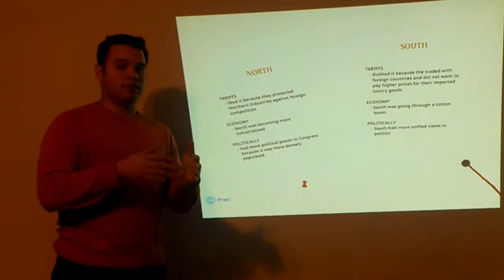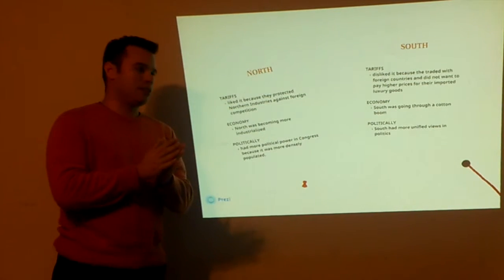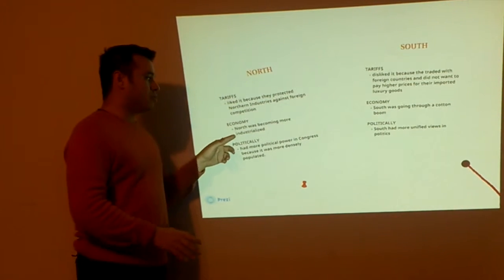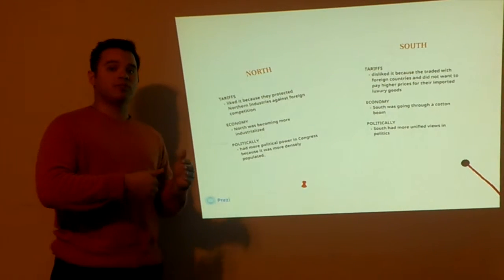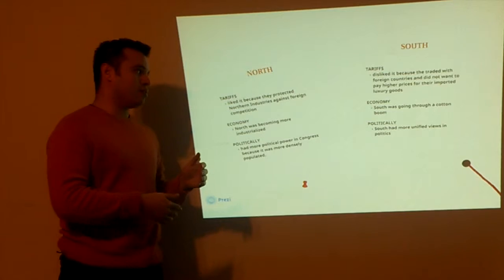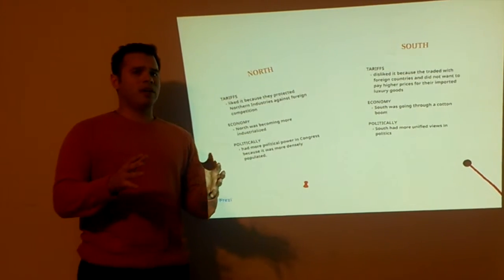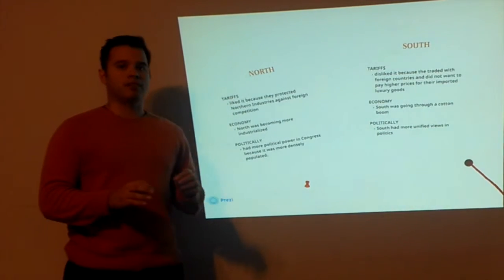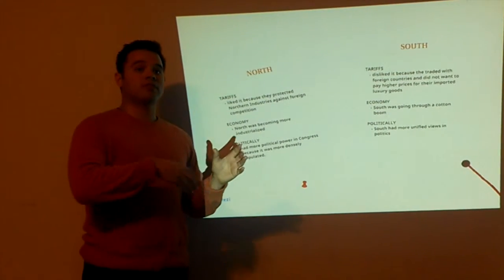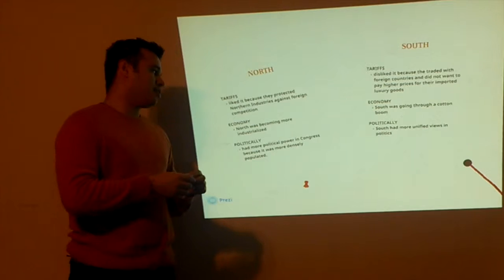The different economies developed in a very contrasted way. For example, the North was becoming more and more industrialized, as we said. There was more industry, more railroads, more development in the North. The South was growing also, but it was basically centered around a cotton boom that was occurring. During that time, most of the cotton in the world was being produced in the South.